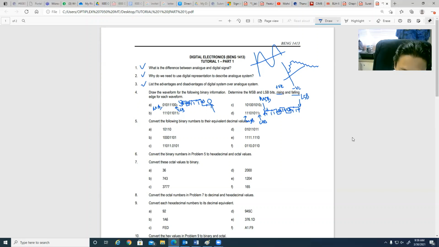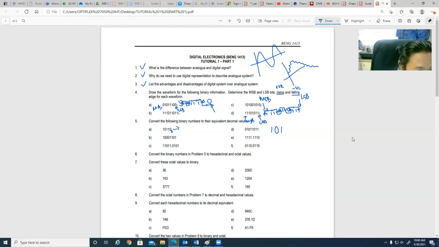For example, you can use the calculator, but I will show the straightforward way. This is a binary number converted into decimal, that means base 10. Decimal is base 10. Right, so you can do it like this. I will show one example here.